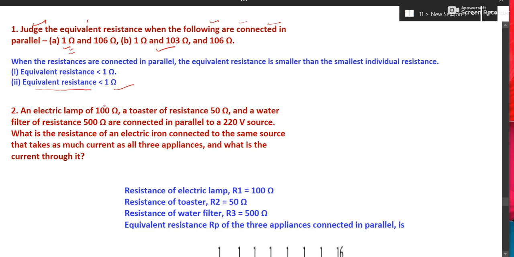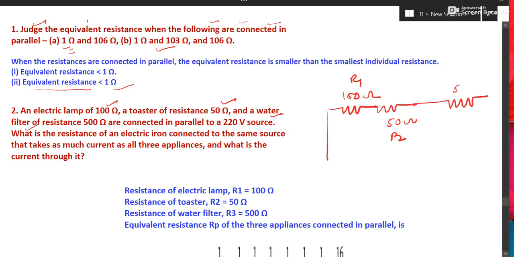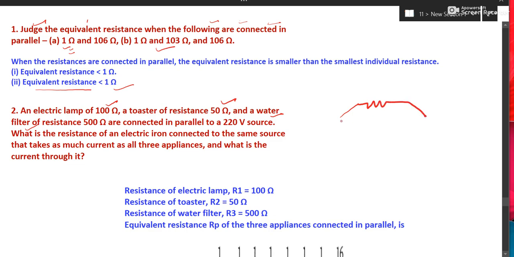Okay, getting to the next question. There is an electrical lamp. So, this is my lamp of 100 ohm. A toaster of 50 ohm. This is my R1, this is my R2. And a water filter, the third resistor, 500 ohm. They are connected in parallel. So, you should read fully first. You can take any parallel arrangement like first resistor, second resistor and third resistor, 100, 50 and 500 ohms, connected to a 220 volt battery. Source is battery.